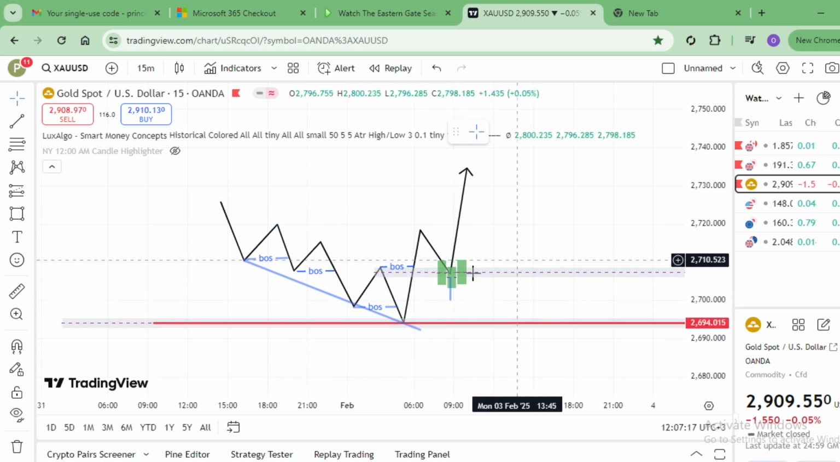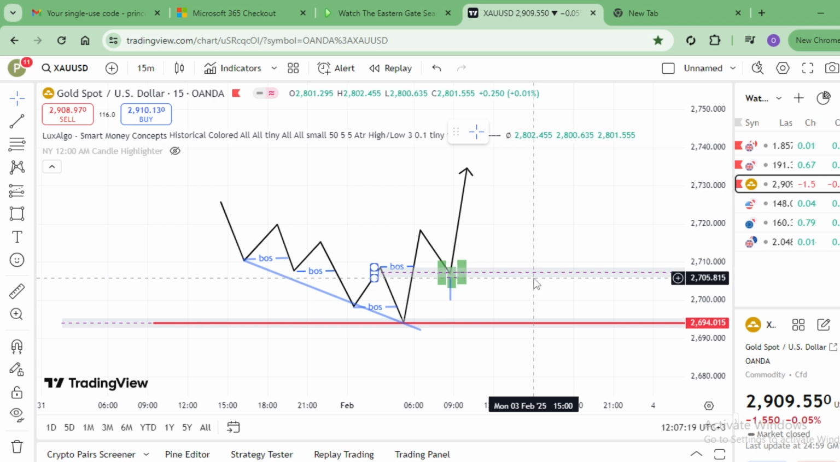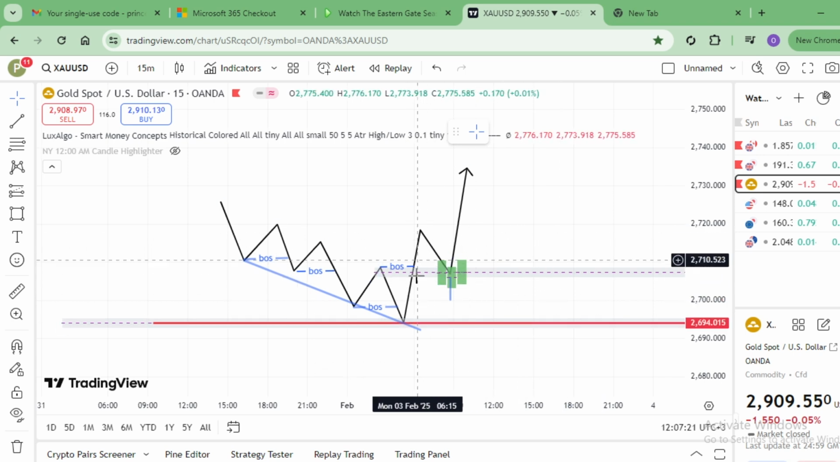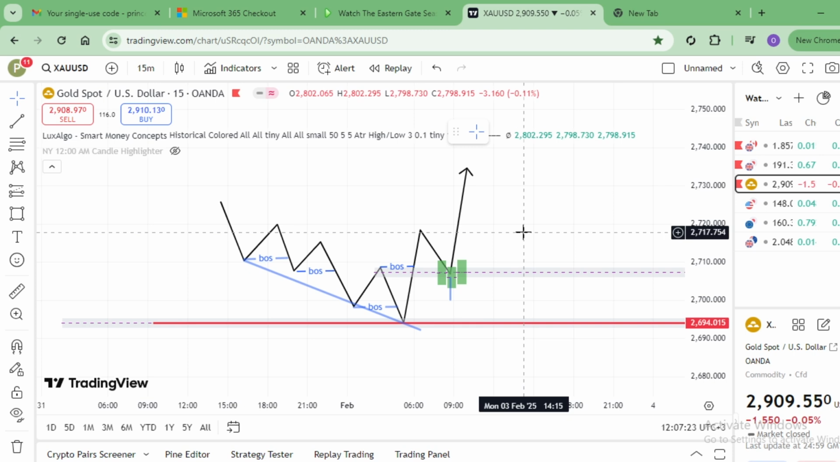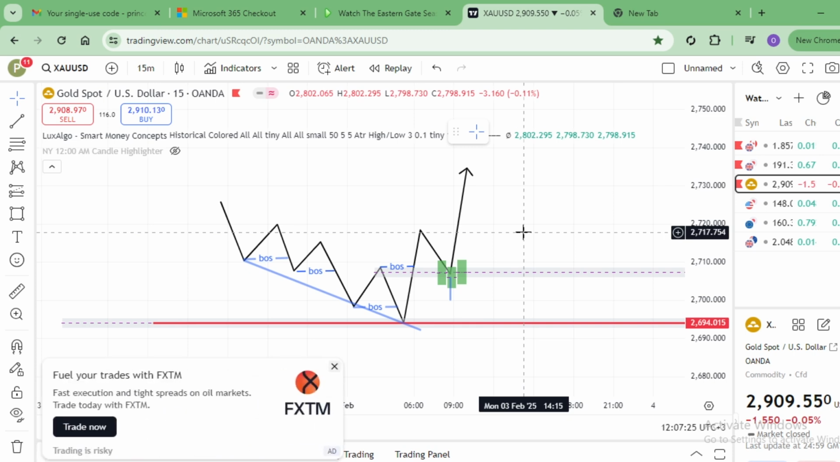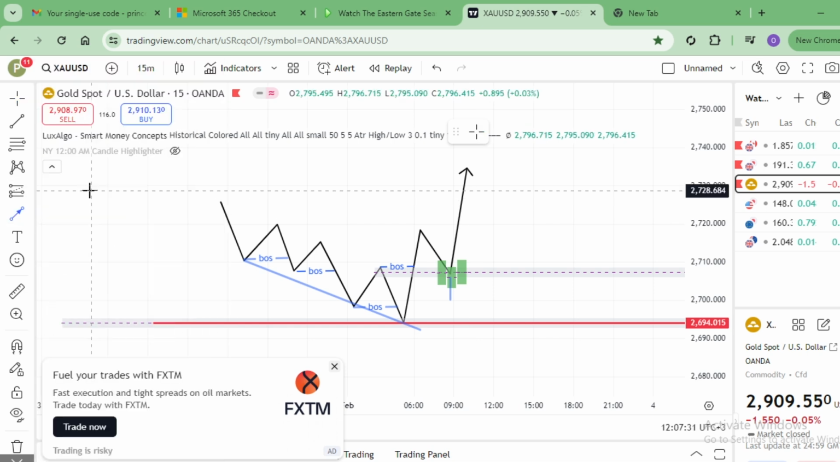A lot of people speak about point of interest. This is our point of interest. And this strategy is usually used by people trading the break and retest strategy. Understand? The break and retest guy uses this strategy.